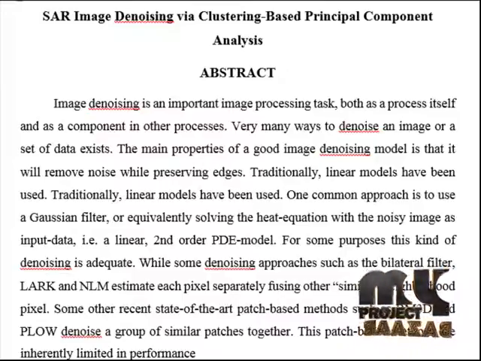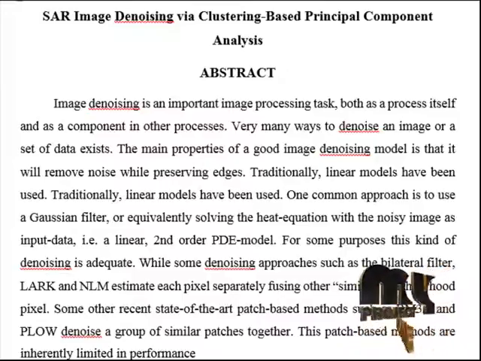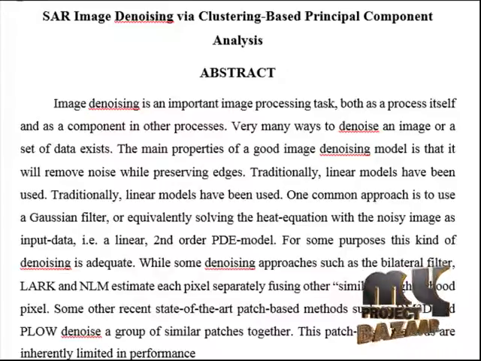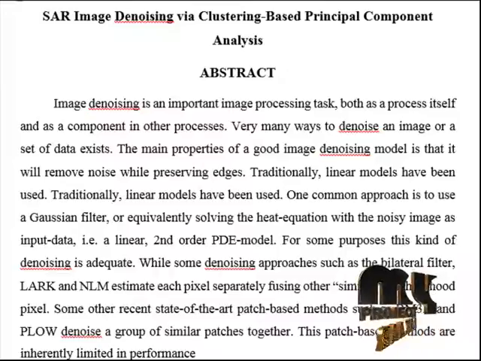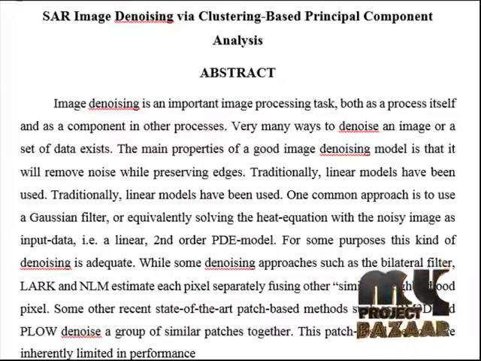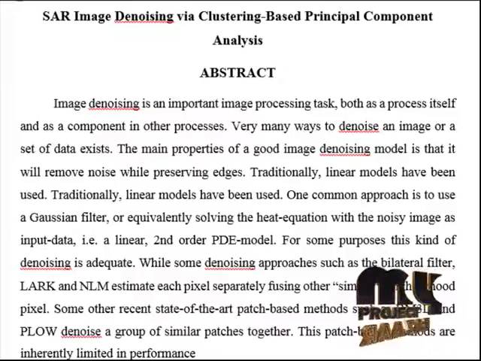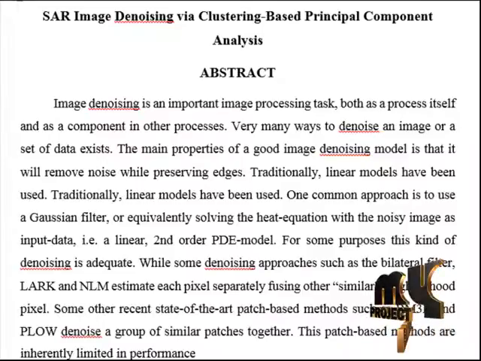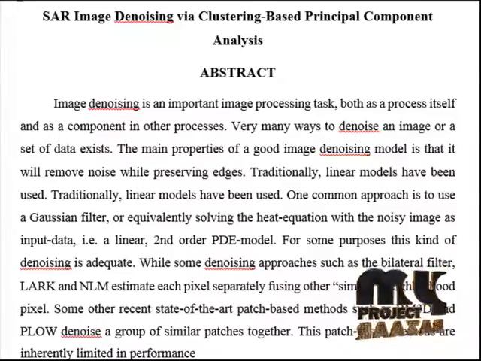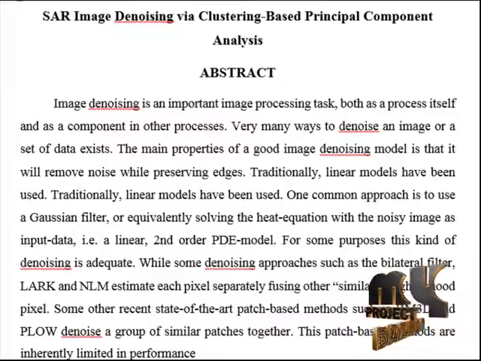Principal component analysis, that is PCA, is a statistical procedure that uses an orthogonal transformation to convert a set of observations of possibly correlated variables into a set of values of linearly uncorrelated variables called principal components. The LMMSE filter is a filter used to produce an estimate of a desired or target random process by linear time-invariant filtering of an observed noisy process, assuming known stationary signal and noise spectra and additive noise.